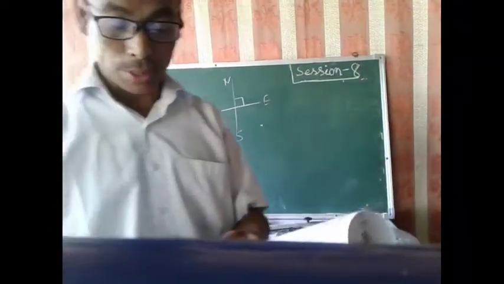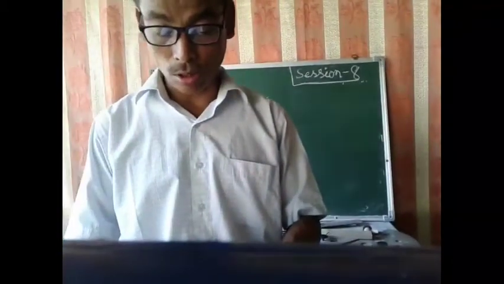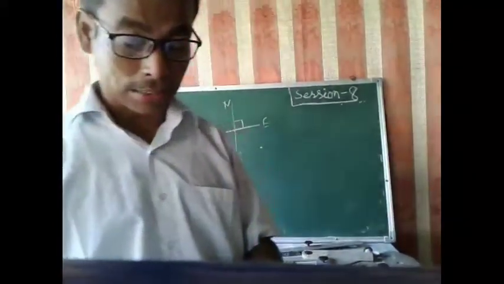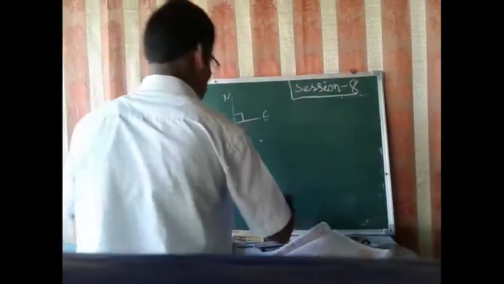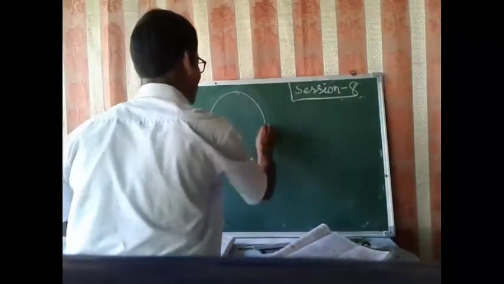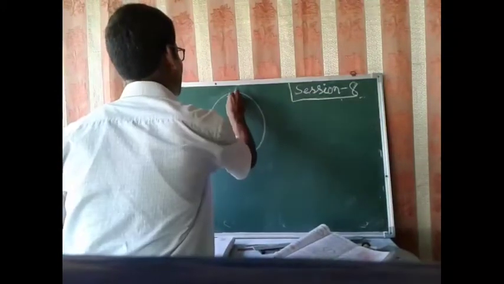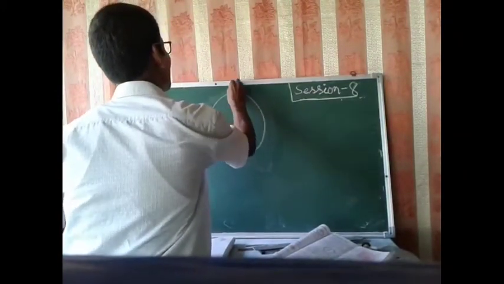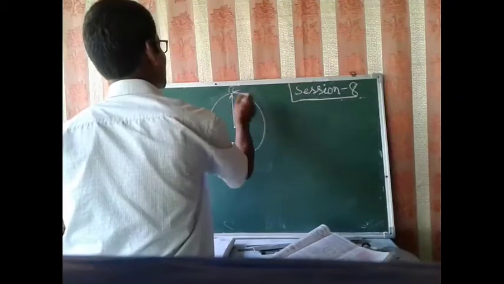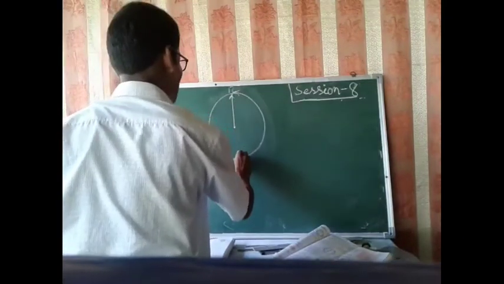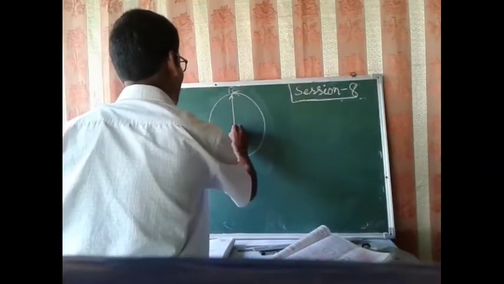What is the angle between the hands of a clock at 6 o'clock? Suppose this is the minute hand and this is the hour hand.